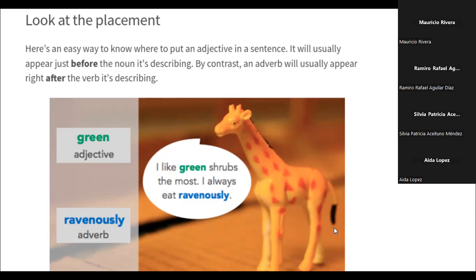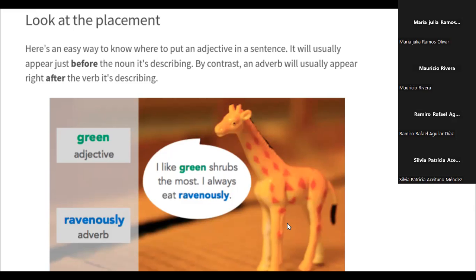Look at the placement. There's an easy way to know where to put an adjective in a sentence. It will usually appear just before the noun it's describing. An adverb will usually appear right after the verb it's describing. Green is the adjective and ravenously is the adverb. I like green shrubs the most. I always eat ravenously. Very good. Perfect.